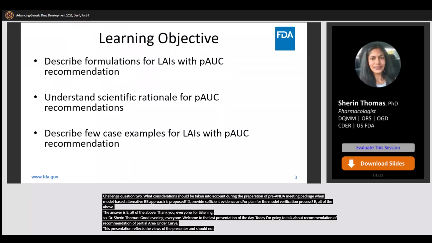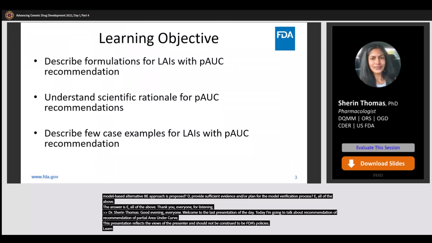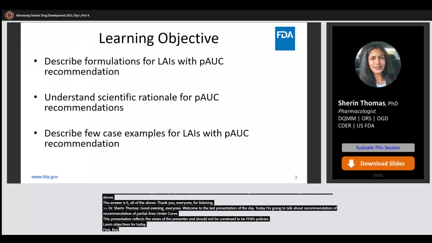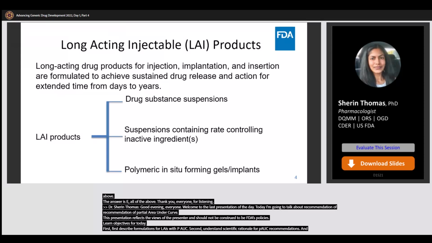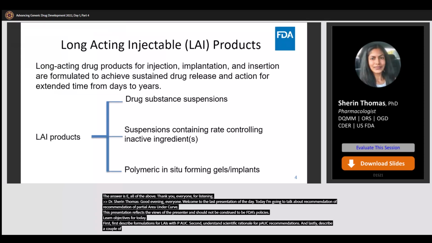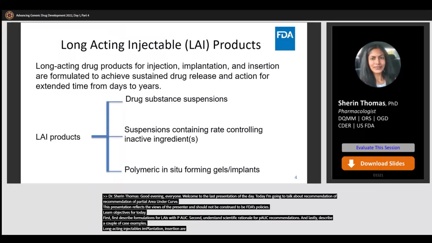Learning objectives for today. First, to describe formulations for long-acting injectables with partial AUC recommendation. Second, to understand scientific rationale for partial AUC recommendation. And lastly, to describe a couple of case examples. Long-acting drug products for injection, implantation, and insertion are formulated to achieve sustained drug release and action for extended time. For the sake of this presentation, we are going to focus on injectable drug products.